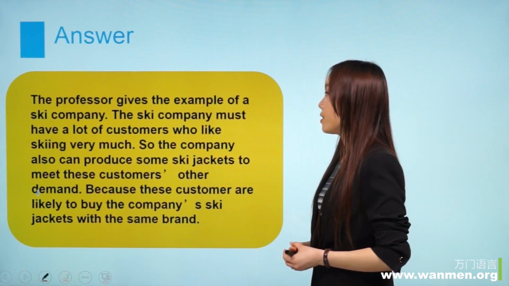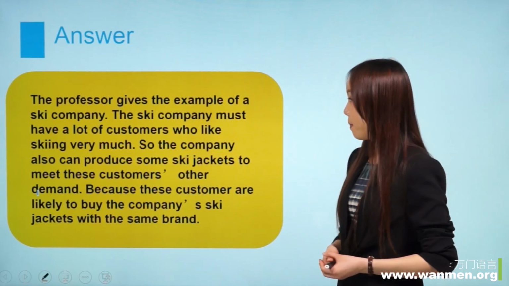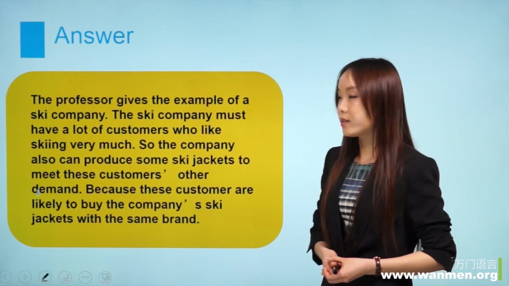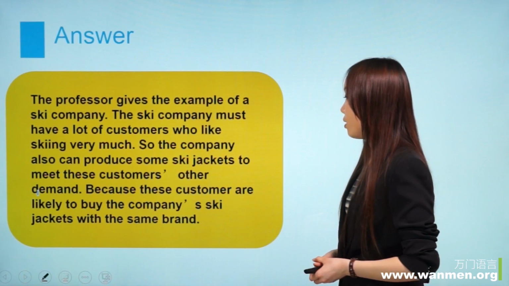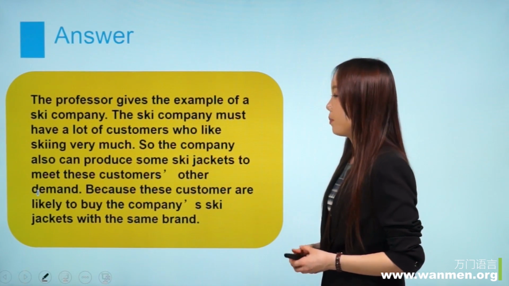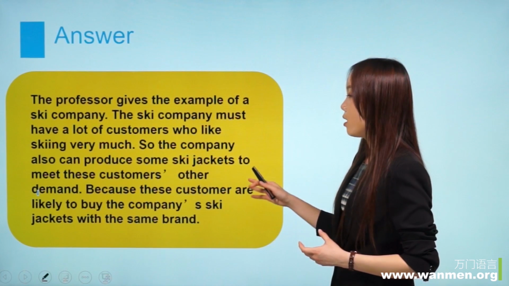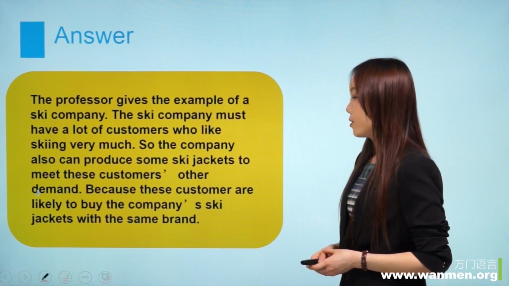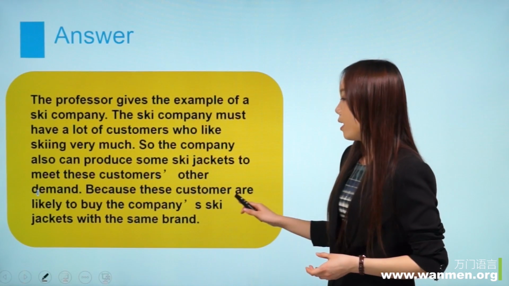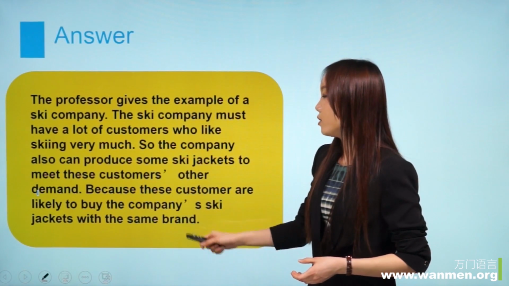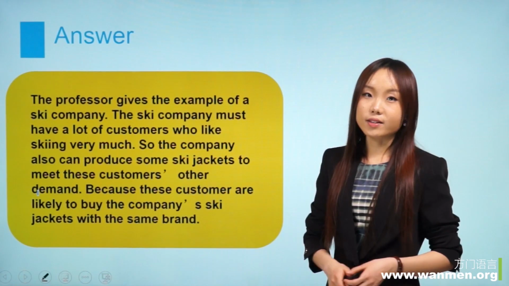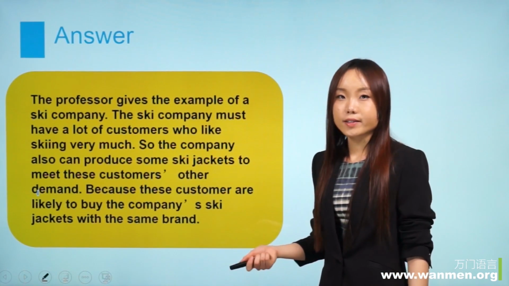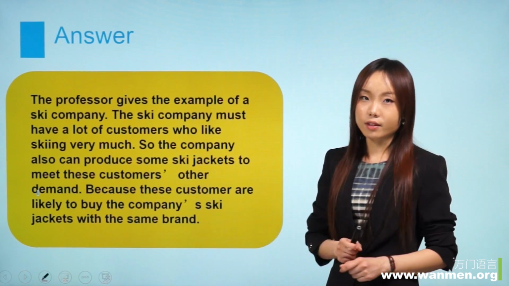The professor gives the example of a ski company. The ski company must have a lot of customers who like skiing very much. So the company also can produce some ski jackets to meet these customers' other demand. Because these customers are likely to buy the company's ski jackets with the same brand. 我们通过这两部分两条 ways, 那么 company can diversify.